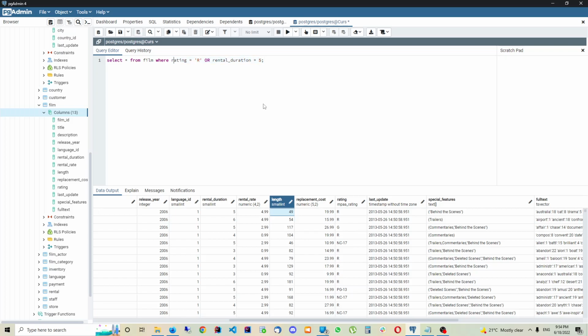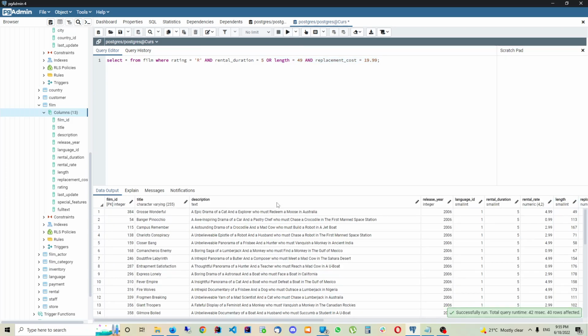So I can write rating R or rental duration 5, no, and or length 41 and let's say replacement cost is 99. So what will this do behind the scenes? It will get me all the rows that have either these two sets of conditions true or all the rows that have these two sets of conditions true.